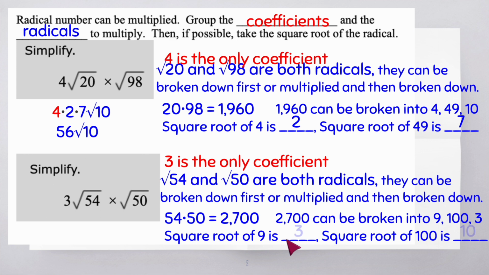So then 9 has the square root of 3, and 100 has the square root of 10. So we're going to bring that original coefficient back. We have our 3 that was out in front, our square root of 9, our square root of 100, and then that extra 3 that's left over, because remember that was part of the 2,700. I had that 3 on the end that does not have a square root. So now we're going to go 3 times 3 times 10, and we get 90 with a square root of 3.